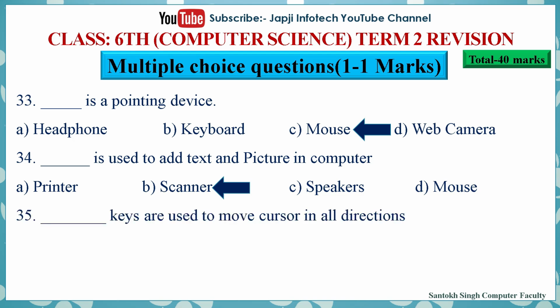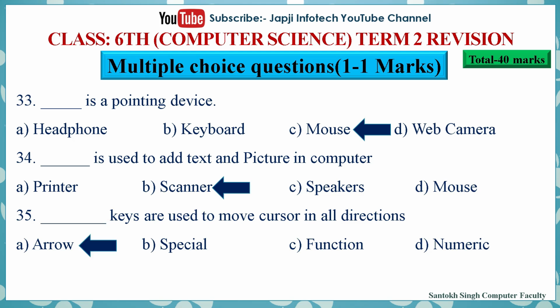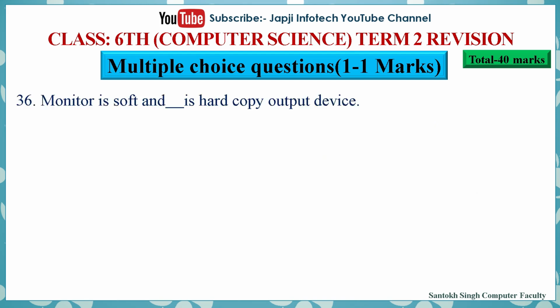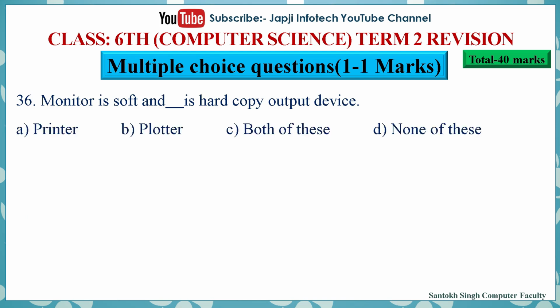And 35th question is dash keys are used to move cursor in all direction and the options are arrow, special, function, and the last one is numeric. And the right answer is arrow keys are used to move cursor in all direction. And 36th question is monitor is soft and dash is hard copy output device and the options are printer, plotter, both of these, and the last one is none of these. And the right answer is monitor is soft and both of these is hard copy output device.